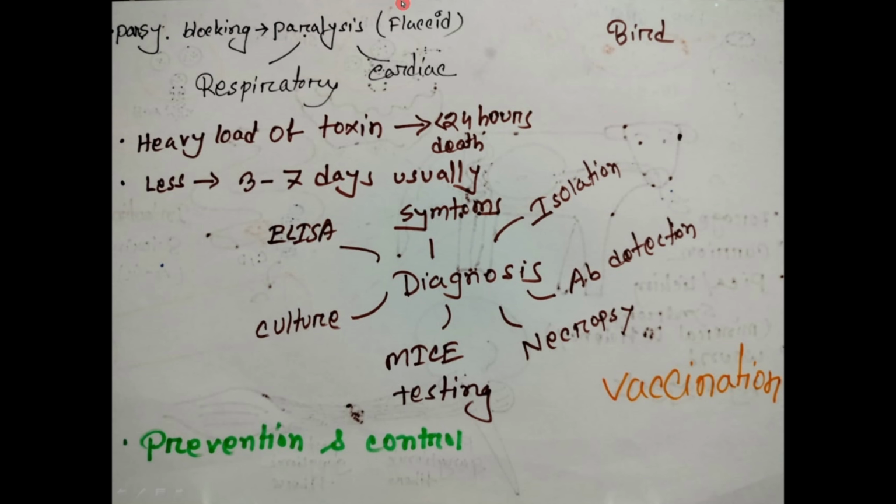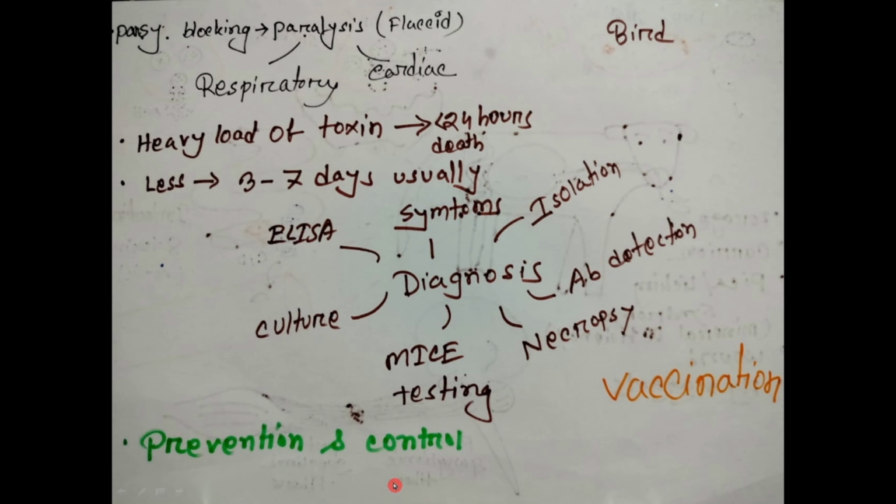In birds, this flaccid paralysis also occurs, and the birds droop their head down because of the neck muscle paralysis. Because of the laryngeal muscle paralysis and neck muscle paralysis, their head gets drooped down, and this is called limber neck.